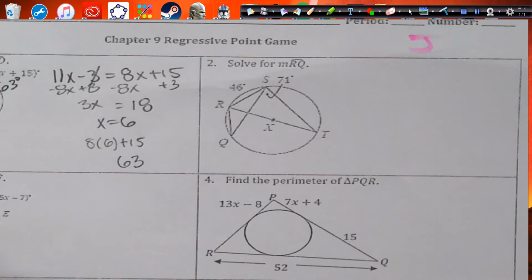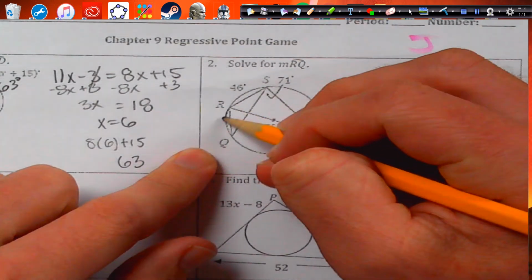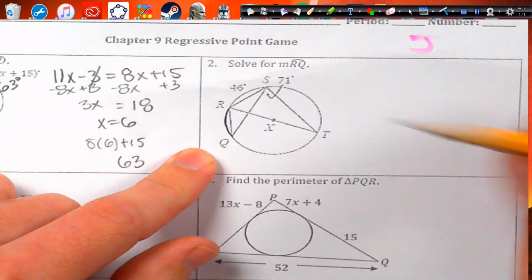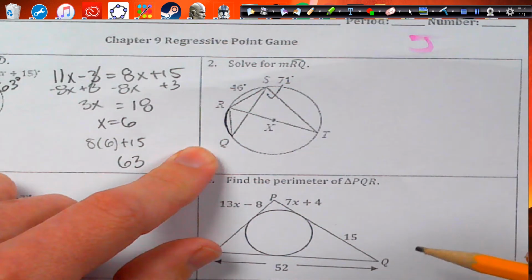Alright, number 2 is not a particularly favorite question of mine because it's kind of hard to actually do if you do it in a certain way. So this is the way that I have figured out how to do it. RQ is this arc right here, and we're trying to solve for its measure.